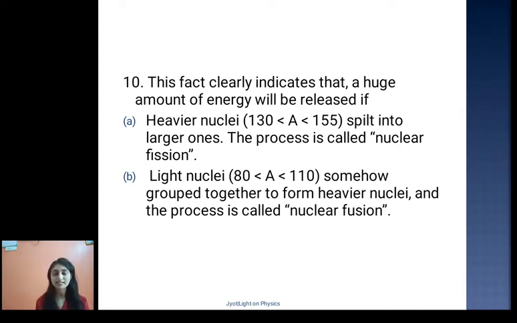Second is for light nuclei, when the atomic mass number lies between 80 and 110. These nuclei have a tendency to fuse together and form heavier nuclei, like hydrogen grouping together to form helium nuclei. So this process is called nuclear fusion, and whenever nuclear fusion takes place, a huge amount of energy is released.